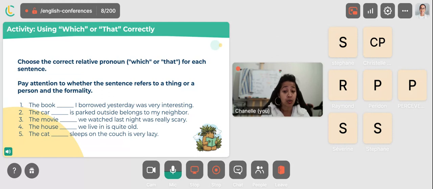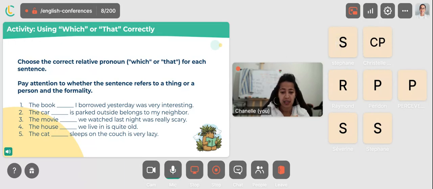Wonderful. Number 2, the car, which or that is parked outside. The car that is parked outside. Okay, so we've got which for number 1, that or maybe which for number 2. Number 3, the movie we watched last night. Which we watched last night.